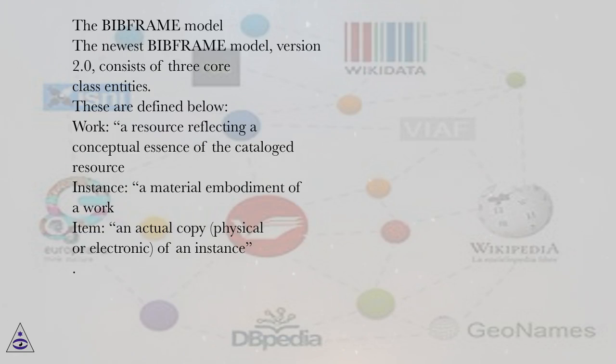The BIBFRAME model, the newest BIBFRAME model, version 2.0, consists of 3 core class entities. These are defined below. Work, a resource reflecting a conceptual essence of the cataloged resource. Instance, a material embodiment of a work. Item, an actual copy, physical or electronic, of an instance.